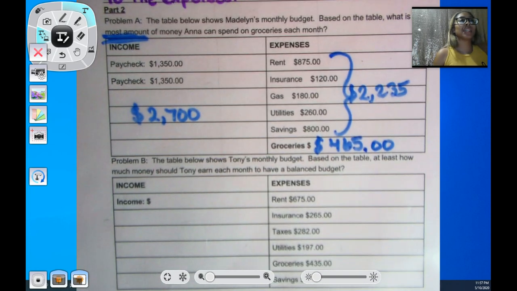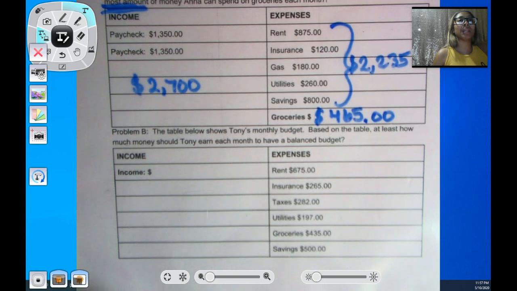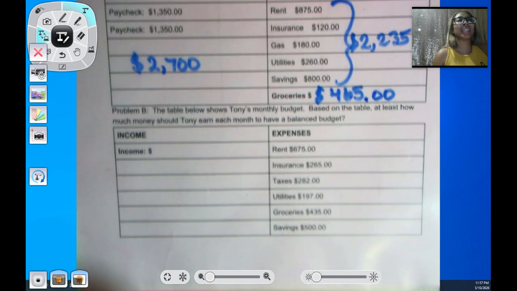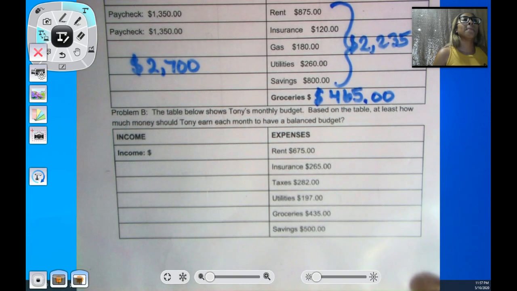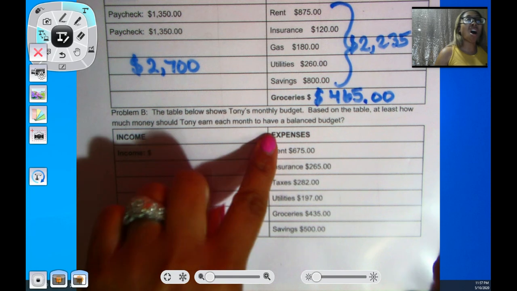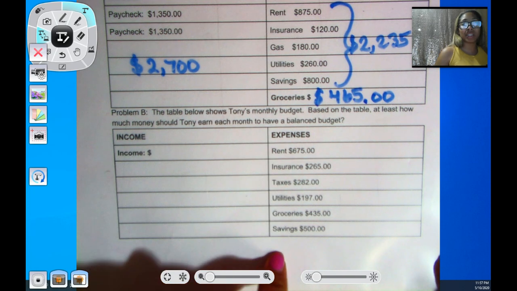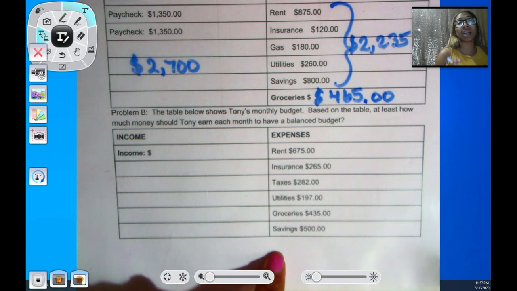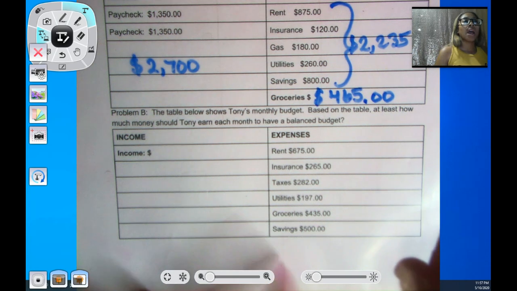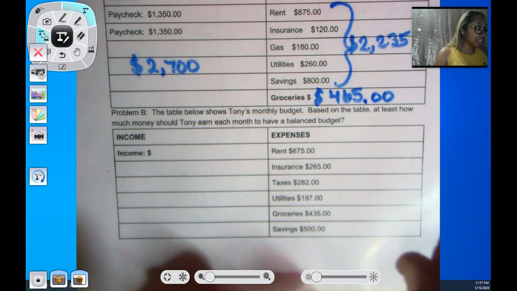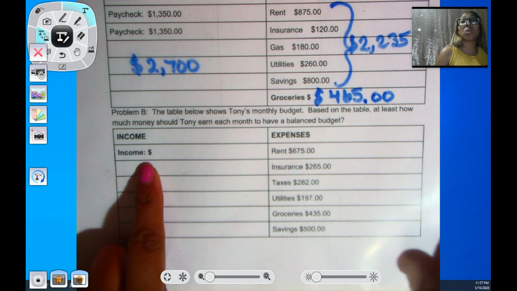All right, so let's look at the next problem. The next problem says the table below shows Tony's monthly budget. Based on the table, at least how much money should Tony earn each month to have a balanced budget? So in this problem, we've got all of the expenses. So this is everything that Tony has to pay for or save in this month. However, what income must he have in order to have a balanced budget?